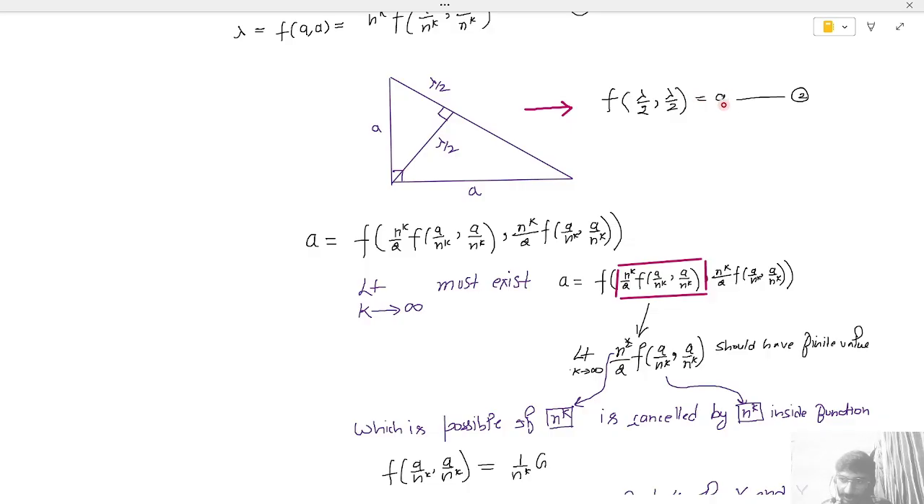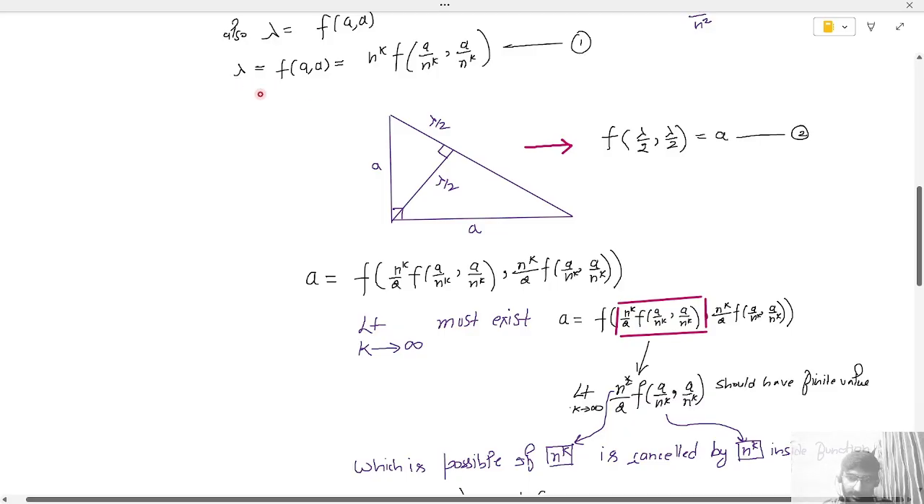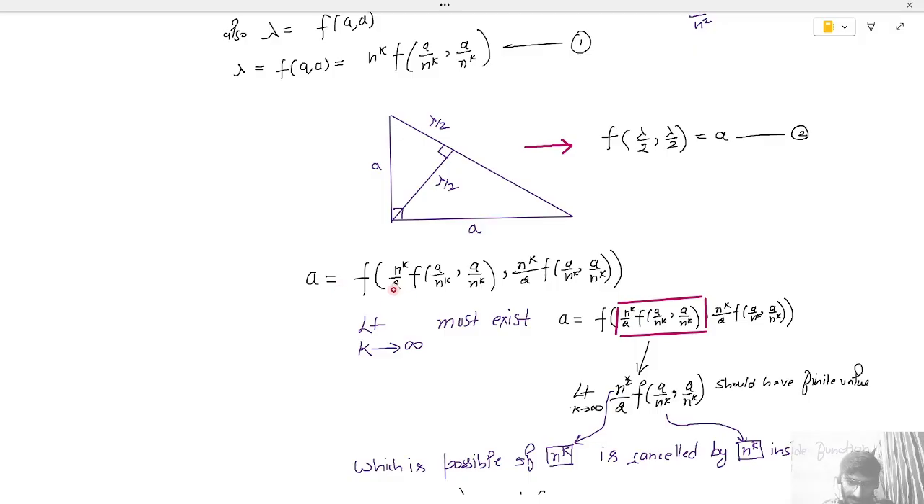Now we'll substitute this lambda here in this equation 2. So we will have the value of A in the form of A, right? And we must realize that this equation here, if this function gives some sort of definite value, then when k will tend to infinity, this whole limit will tend to infinity. So you won't have some finite value of a, which is not the case.